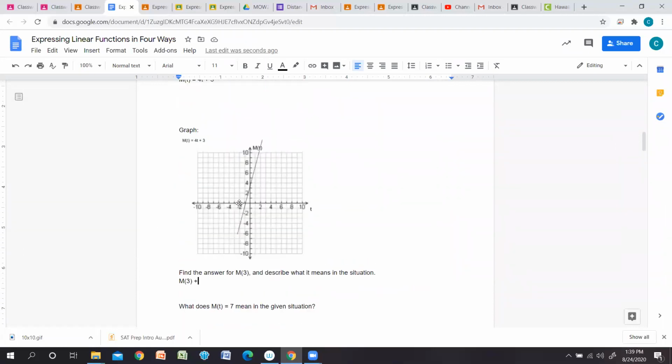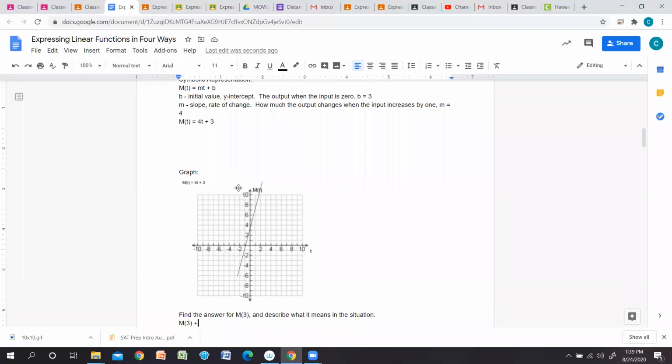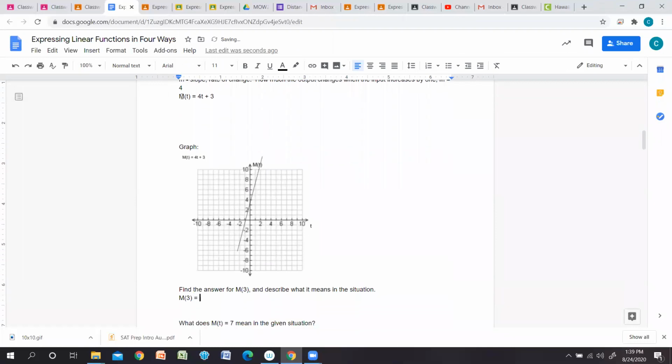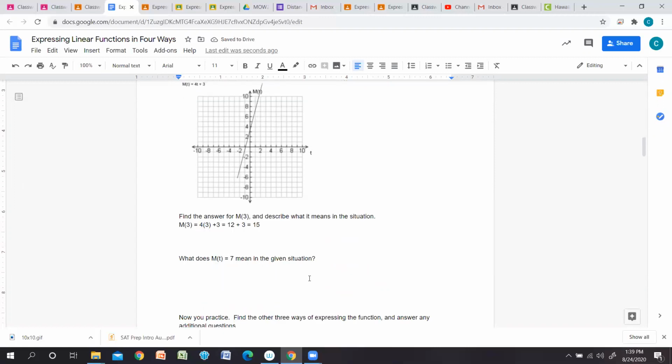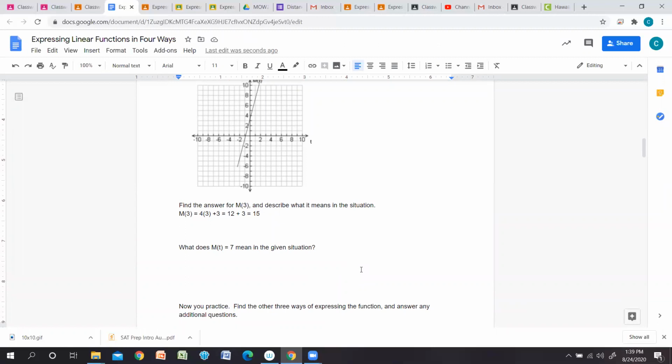So we could just write 15, or we could look at the graph, or we can use our symbolic representation, which is up here. You plug in 3 for T, times 4, that's 12, plus 3, which equals 15. So the answer is 15. What does that mean in our situation? And notice I'm just typing everything here. This describes the situation: after 3 hours, Mary has traveled 15 miles.